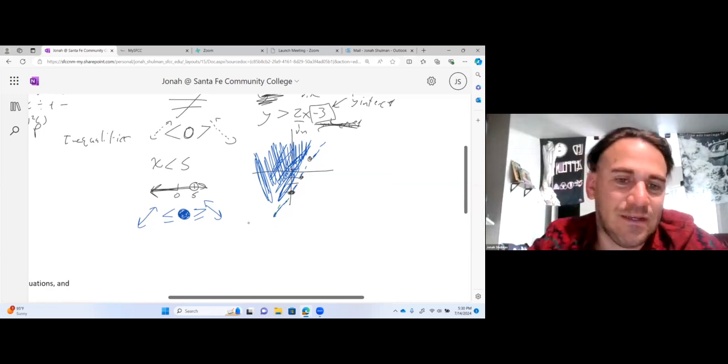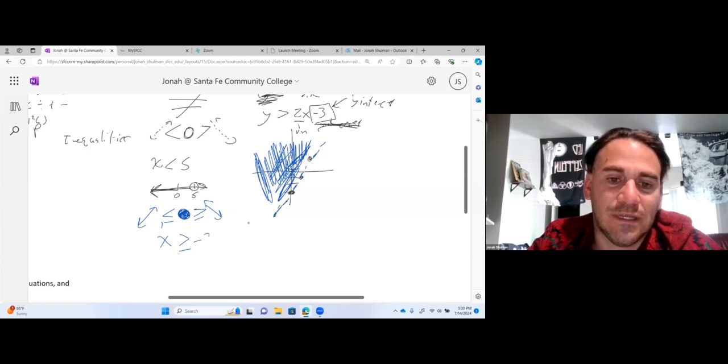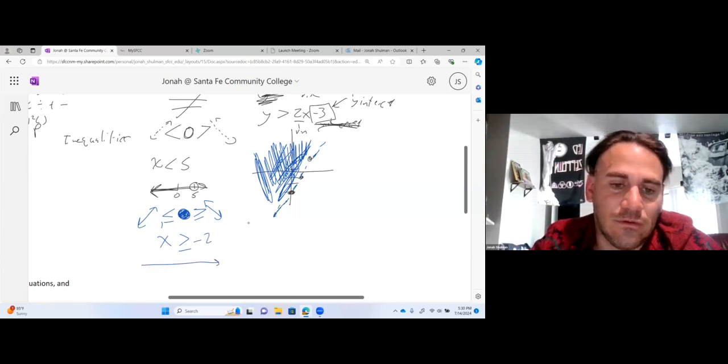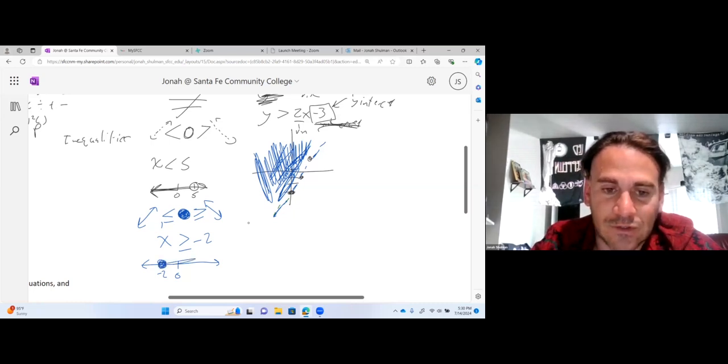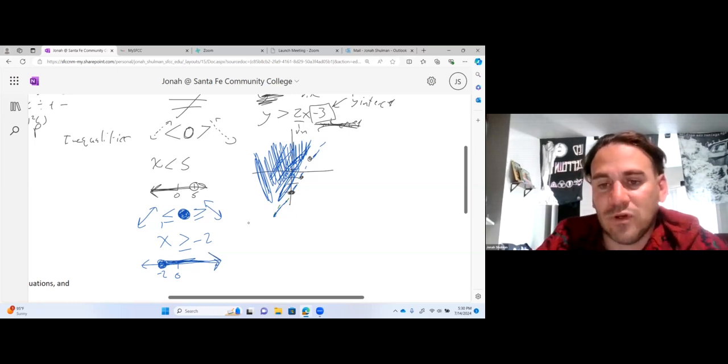So let's say it's x is greater than or equal to -2. Here's our 0. Here's our -2. Close it, right? It's pointing to the right, as long as your x is on the right side, and this side that's filled in.